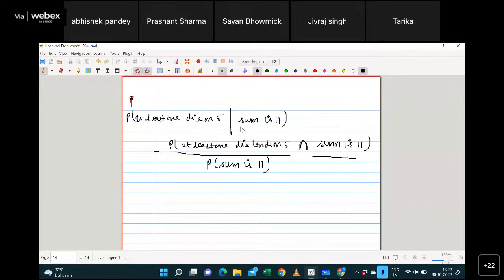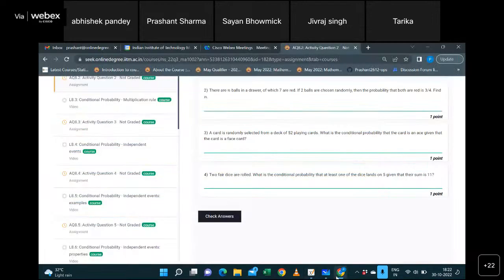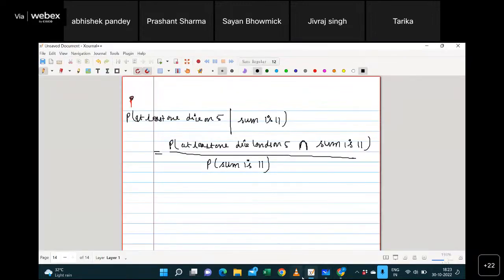Okay. When two fair dice are rolled, how many outcomes will we get? 36 in total. And what is the meaning of at least one die lands on 5? 5 1, 5 2, so the entire 5 column. 5 3, 5 4, 5 5, 5 6.